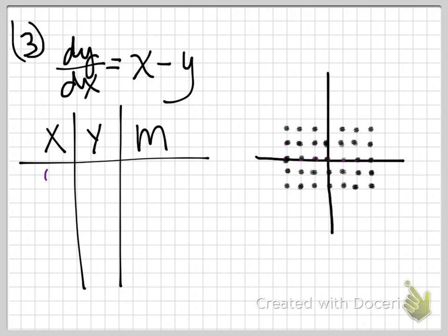If I use 0, 0, 0 minus 0 is 0. So at 0, 0, the slope is a horizontal line. I hope you can kind of see that. Maybe not. I'll change to red. Okay, at 0, 1, that would be 0 minus 1, which would be negative 1. So at 0, 1, the slope is going to be negative 1.